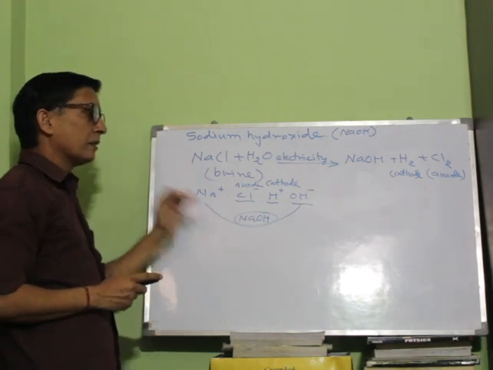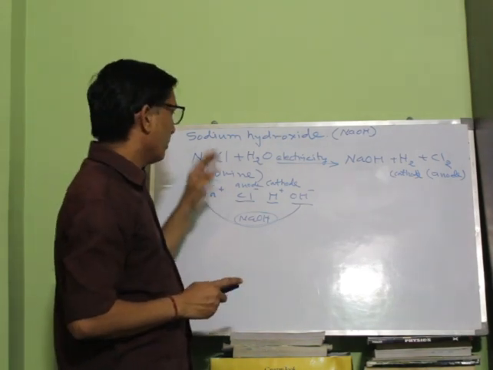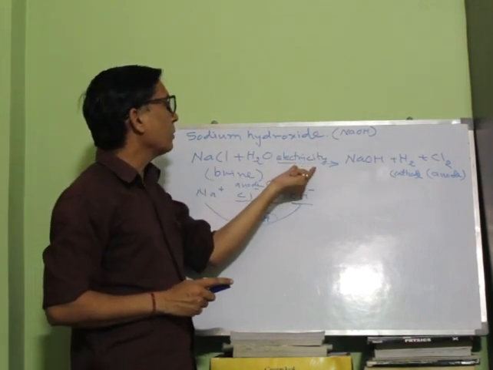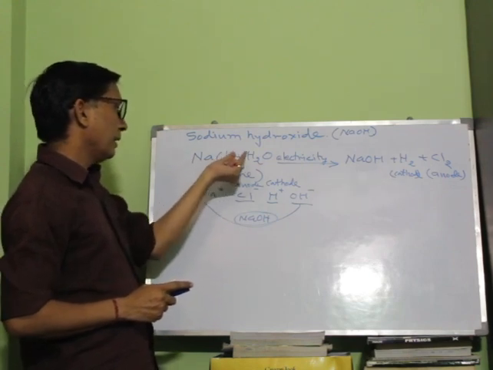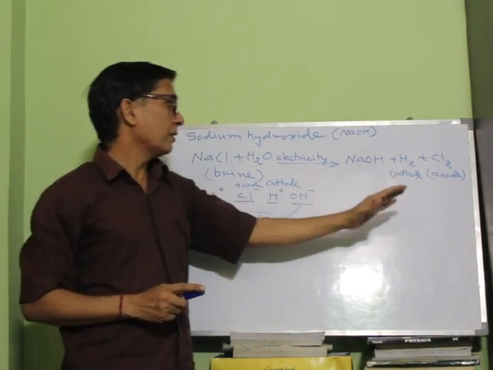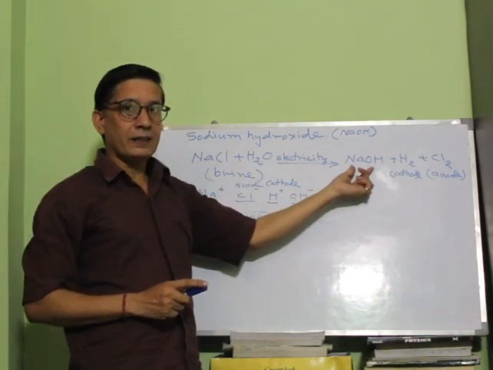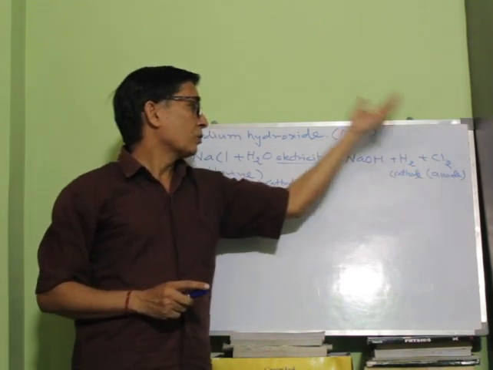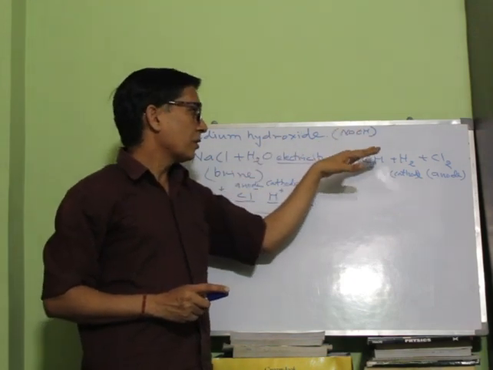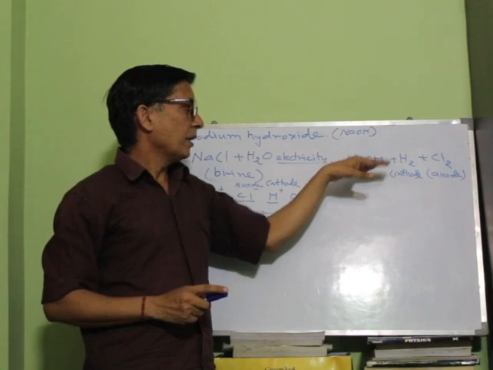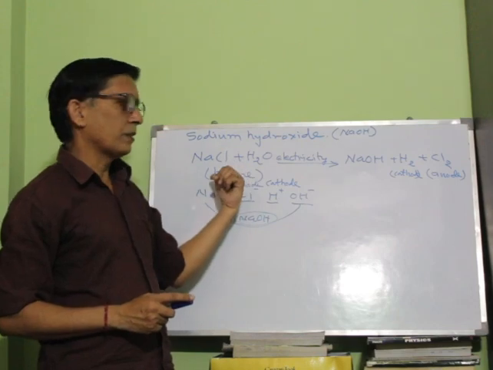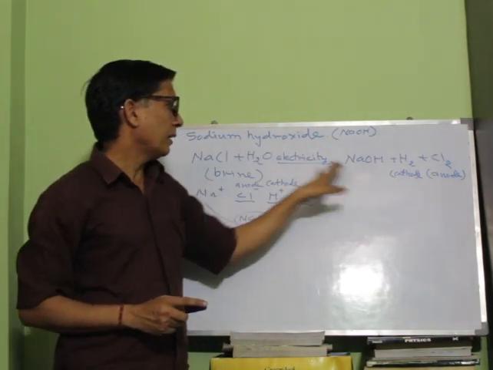This is also known as the chloroalkali process, because during the electrolysis of brine, sodium chloride and H2O break into NaOH, hydrogen and chlorine. NaOH is an alkali substance and chlorine is a gas. So because during electrolysis of brine an alkali, NaOH, and chlorine gas are formed, it is known as the chloroalkali process.